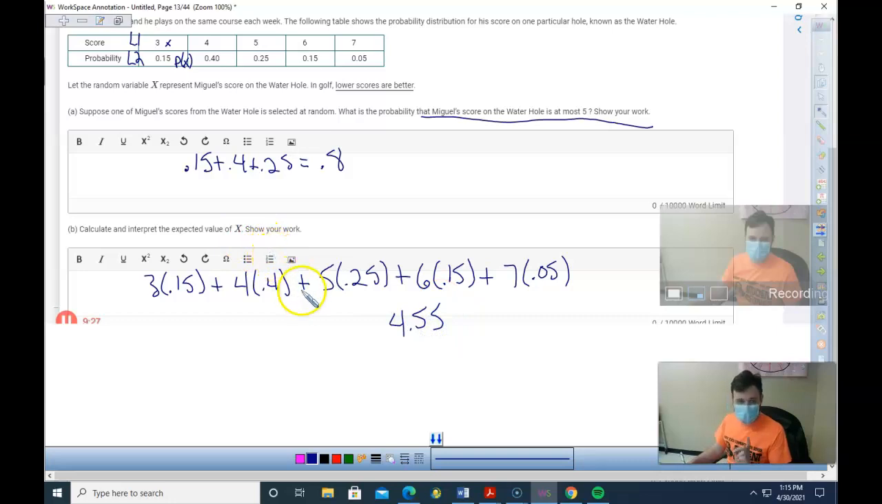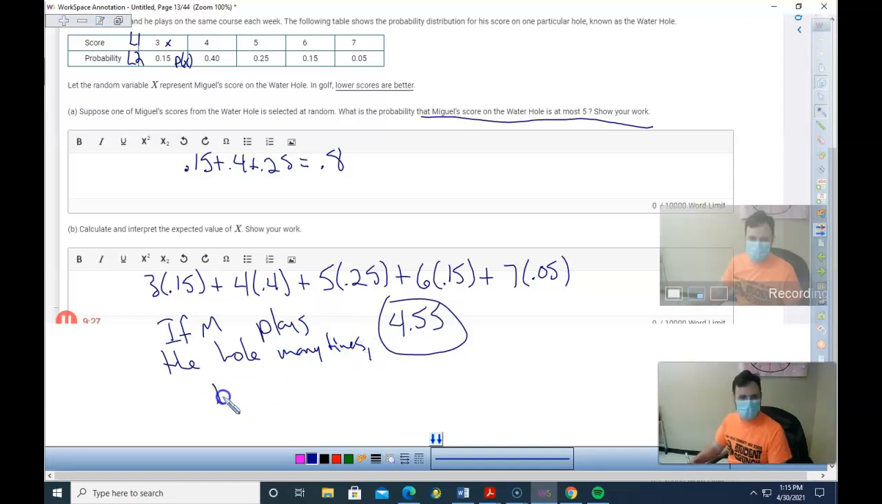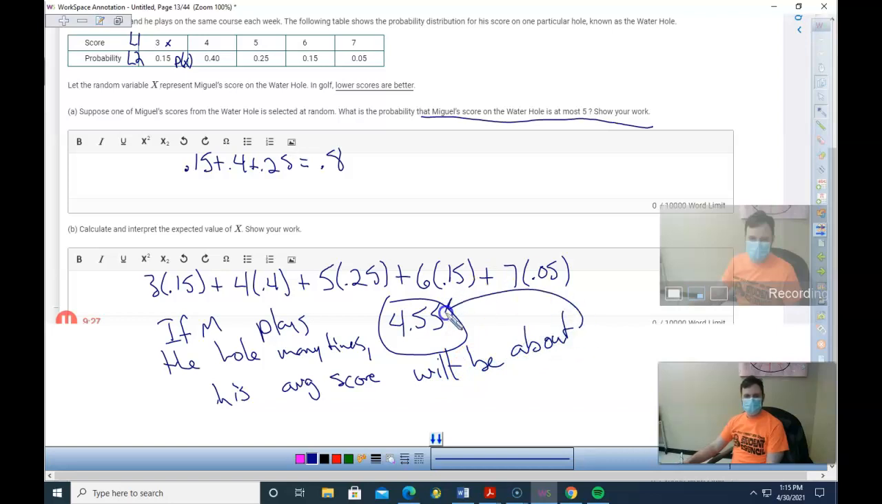So we have to interpret that. Now this one, you need the work. If you use calculus, say, plugging into 1-Var Stats, you need the answer. And then what this would mean, your expected value would be, if Miggy plays a hole many times, his average score will be about 4.55. Okay. Expected values given many trials, that's what we'd expect the average to be. Remember probability, you always interpret probability as given many trials, that's what we'd expect the average to be about.